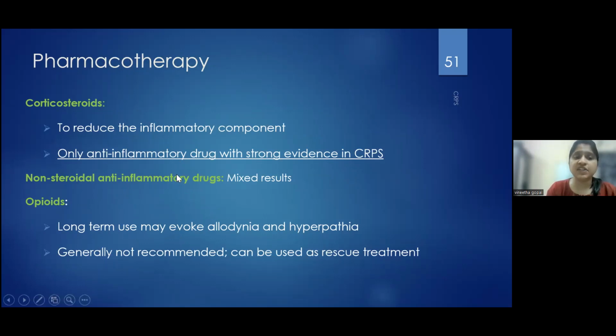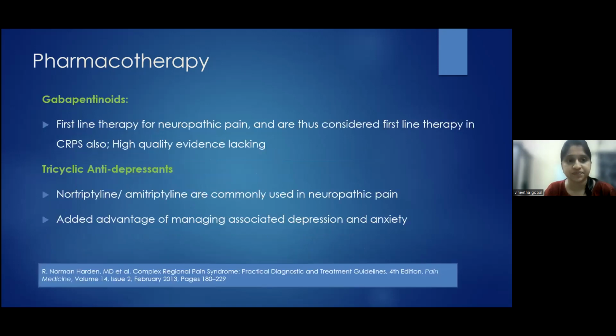But NSAIDs, even though they are anti-inflammatory, have mixed evidence. Opioids, just like in fibromyalgia and neuropathic pain, long-term use may actually worsen the condition, with allodynia and hyperalgesia. So it is not recommended unless as a rescue treatment. When everything else fails, you can give a trial. Then gabapentinoids and tricyclic antidepressants, because they are first-line drugs for other neuropathic pain conditions, you can use them here also. But there is no definite evidence that one is better than the other, or has a higher quality of evidence. These drugs you can start just like you start for any other neuropathic pain conditions.